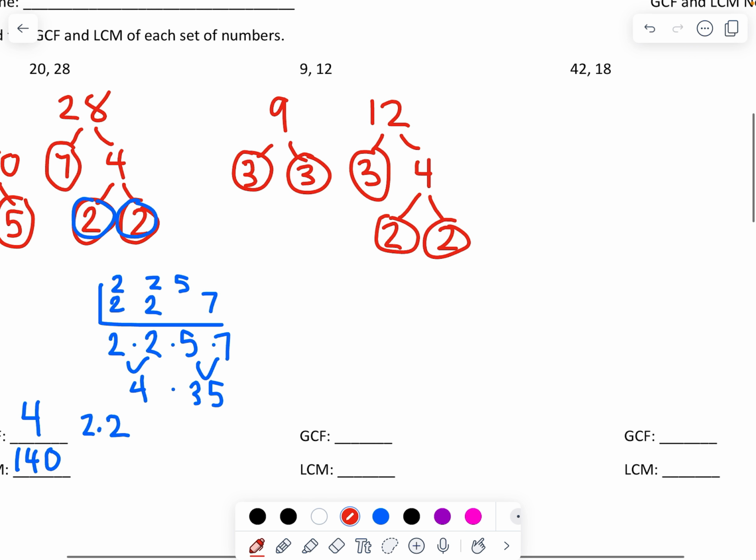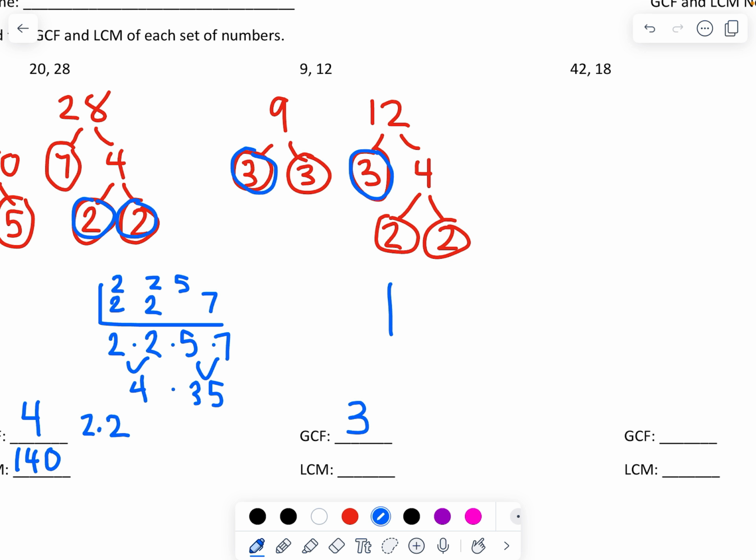Now, for the GCF, I want the numbers that are circled that they have in common. Well, there's a 3 here, and then the 12 has a 3 as well, and they don't have anything else in common. So that's one pair of 3s, so the answer for the GCF is just 3. We don't multiply anything because they only each have one 3 that they have in common. So that's just our answer.